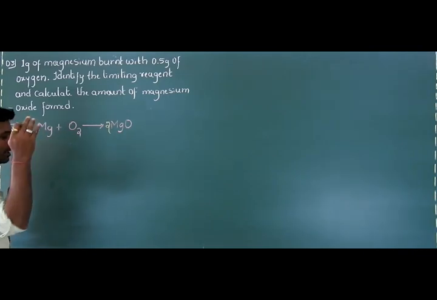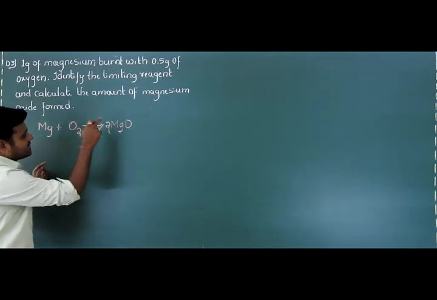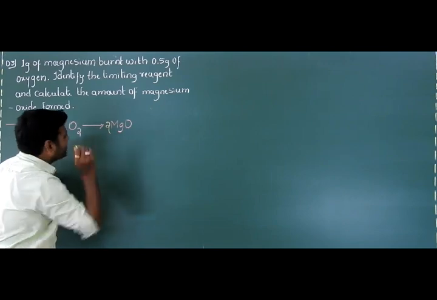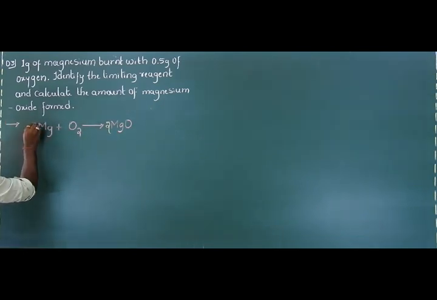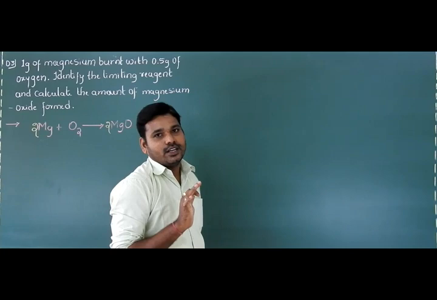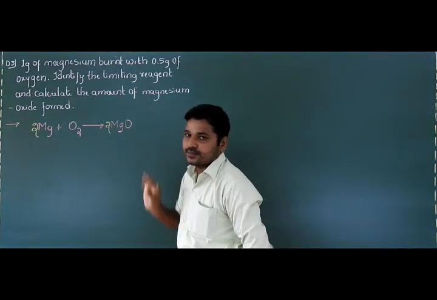The second atom in this equation is magnesium. Left hand side we have one magnesium atom, whereas right hand side we have 2 magnesium atoms. So to make this balanced, let us multiply this magnesium atom by 2. Now left hand side 2 magnesium and right hand side also 2 magnesium atoms. Now this is our balanced chemical equation, students.